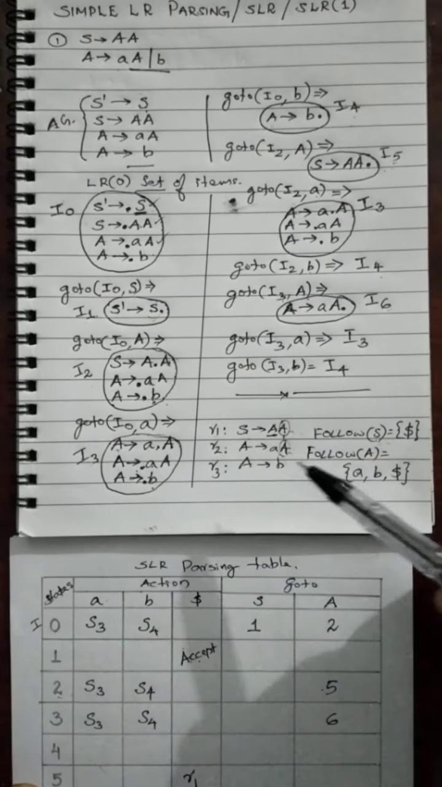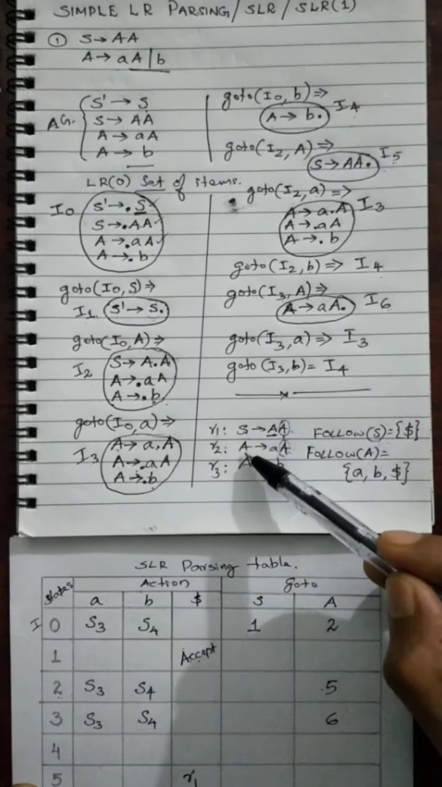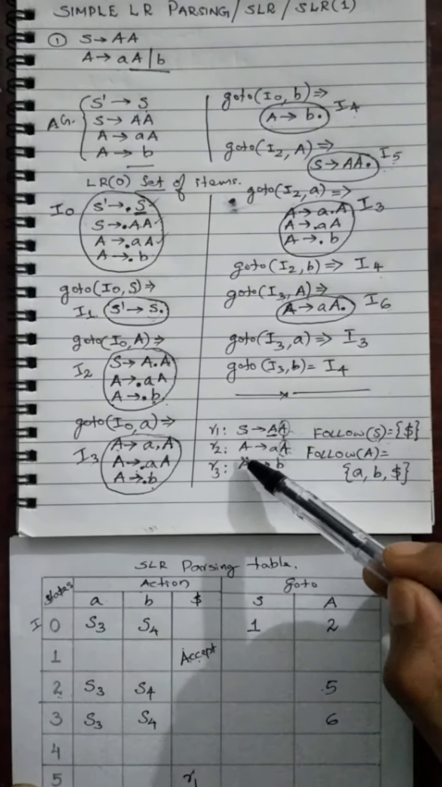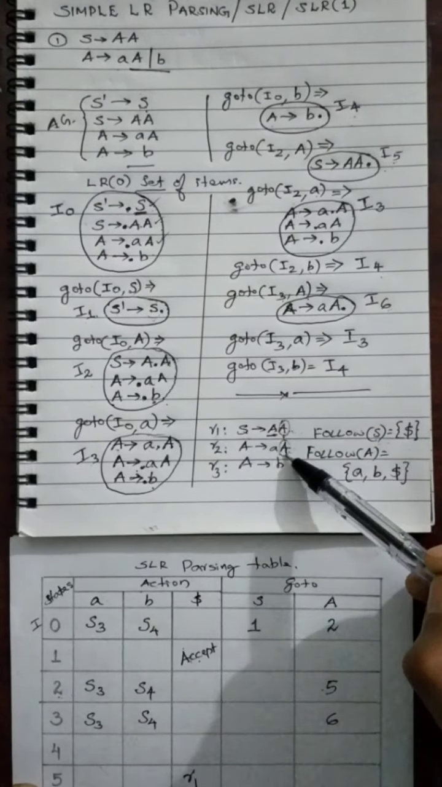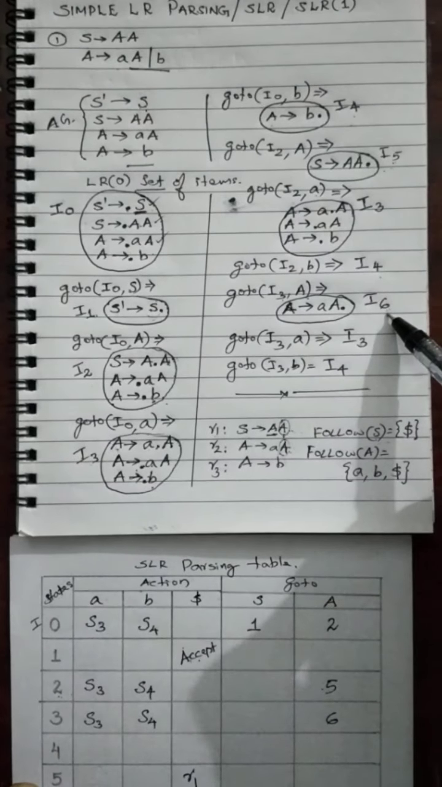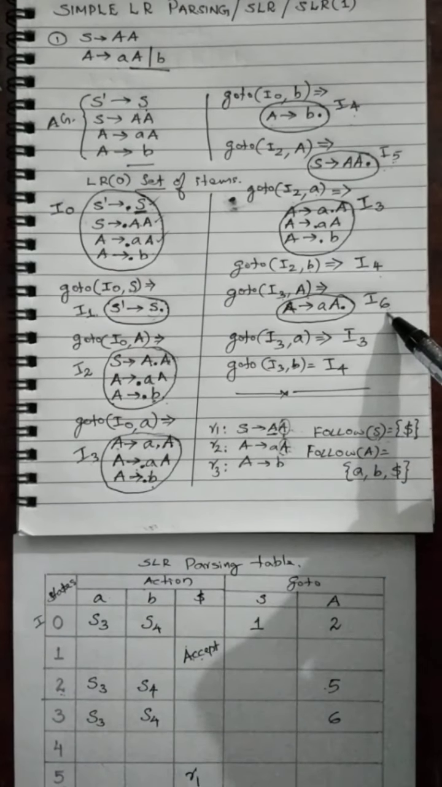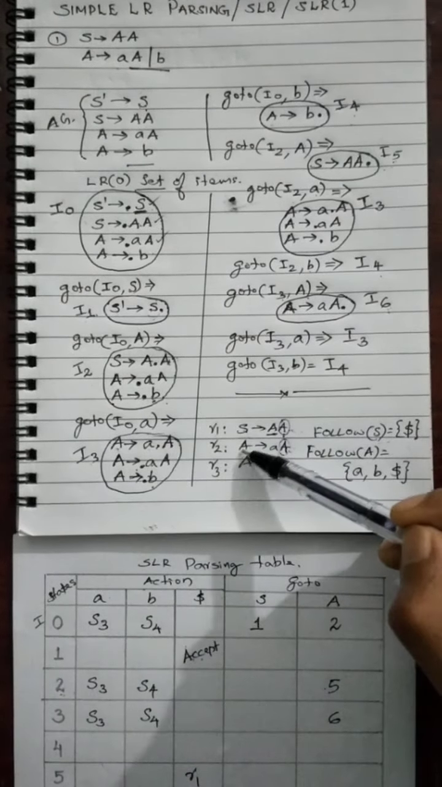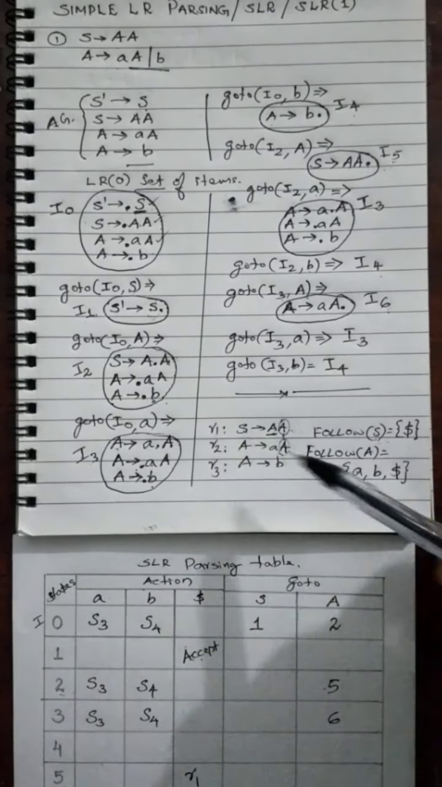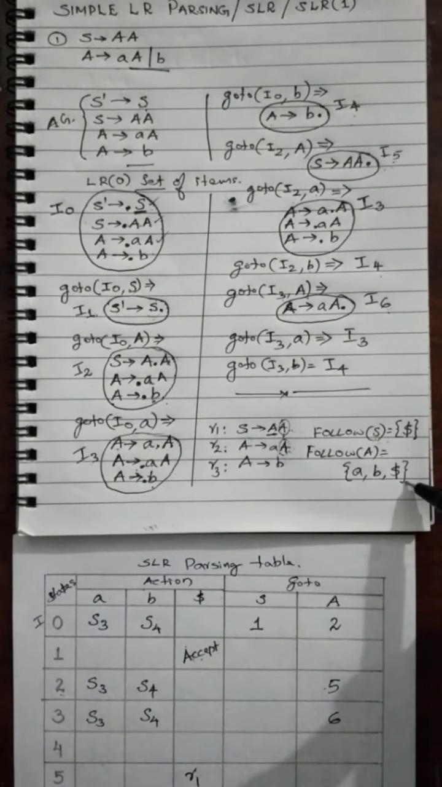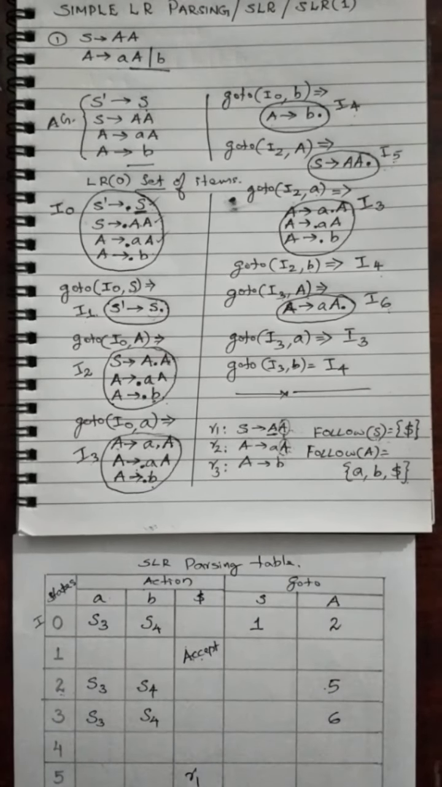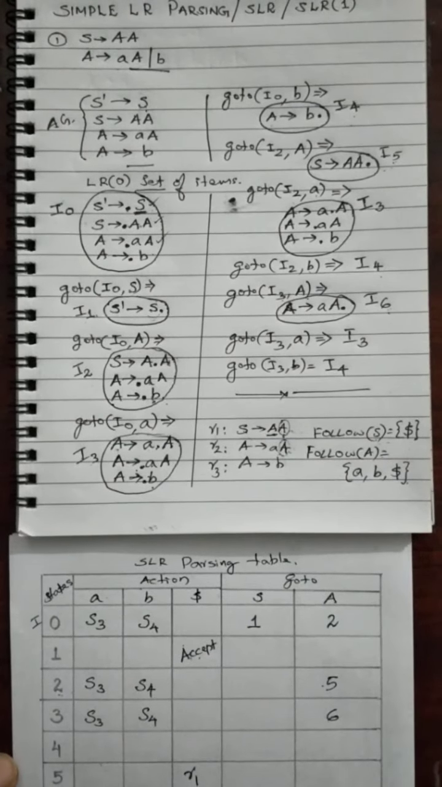Now where to insert R2? As we had seen, find out in which state you get A producing small a dot. It's in I6. So in I6 you have to insert R2. Where to insert R2? Find the follow of A. Follow of A contains a, b, dollar. So in these three cells you have to insert R2.